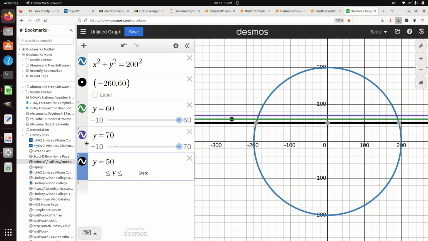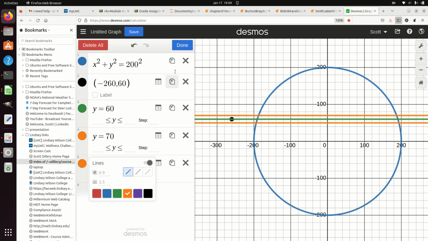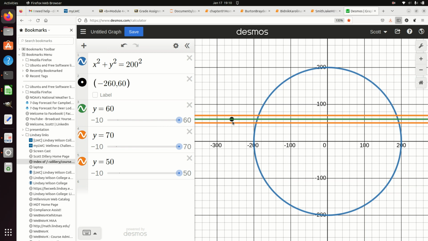And again, I might want these to both be the same color, just so I don't get confused. I could make that one orange and that one orange, and say done. And so there's the path I cut. And if I click this, I can get that point. And if I click this one, I could get that point and see what they are. Okay, so I can do that to help me out in what's going on.